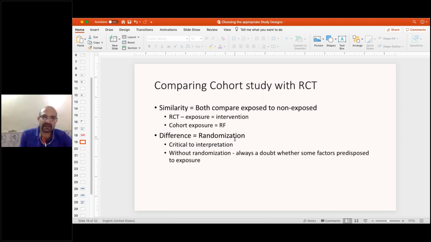Because if randomization will not be there, we will always be in a doubt whether some factors predispose to exposure or not. When we are randomized, then we believe that because of the process of randomization, the risk factors are equally distributed between the two groups.